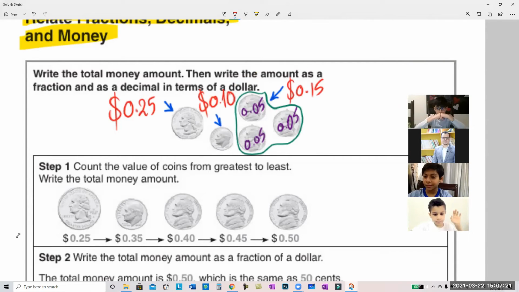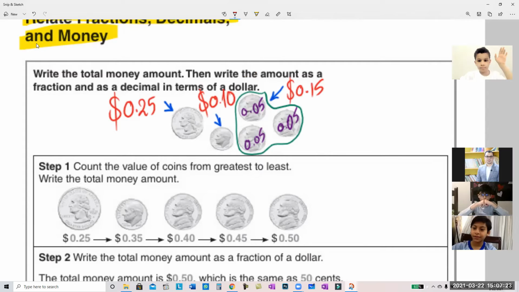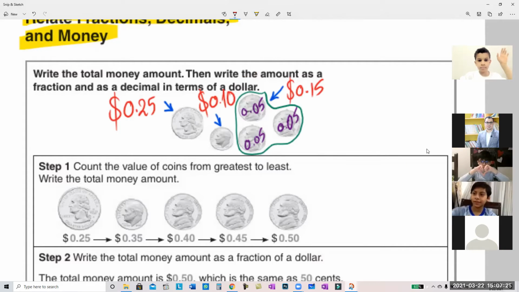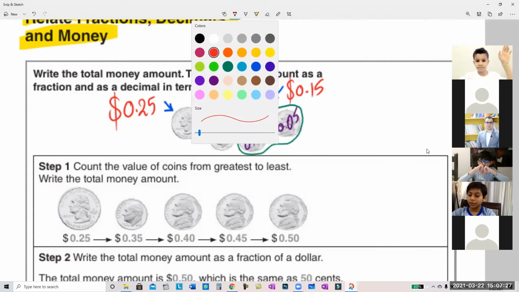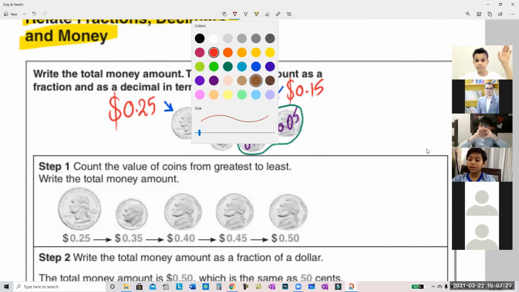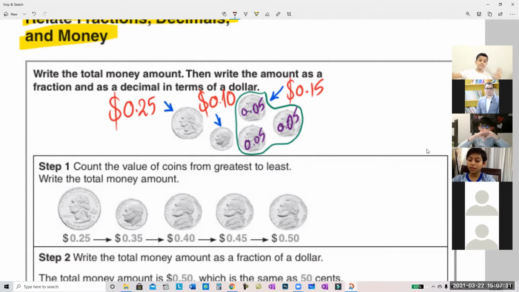Okay, now I want someone to give me the full amount of this money. Who can help here? Okay, Ahmed Shabasi. Hello, Hi Ahmed, how are you? Can you give me the full amount of money? So what we're going to do here is put them all under each other, like 25, so we're going to add them together.